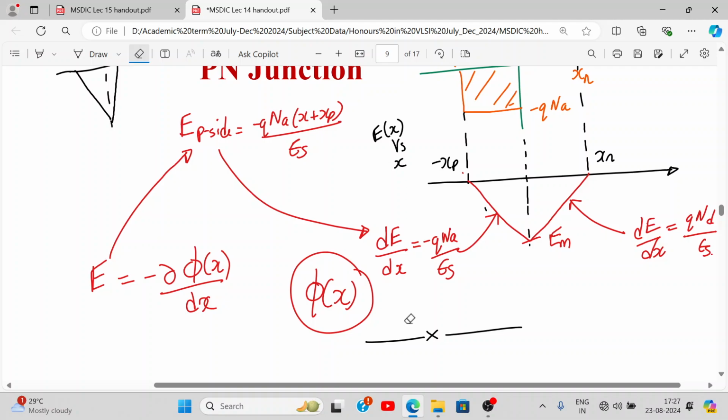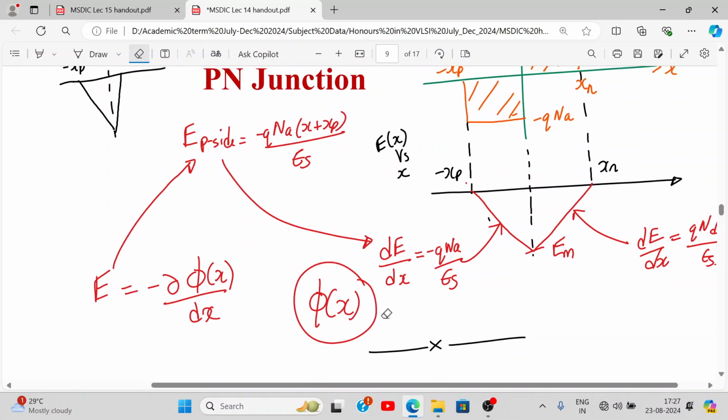Now, tell me, everyone, now we have derived the expression for electric field. How will you find the potential phi of x? Integrate. If I want to remove this, integrate. So you have to integrate this expression now. Are you getting it? Yes or no?